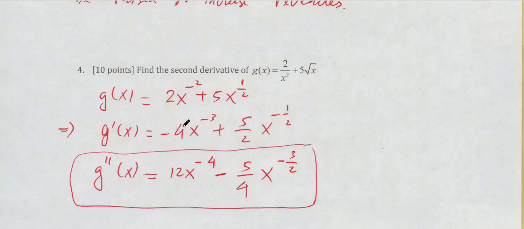Bring down -2 to 2, that gives me -4. And -2, subtract 1 from the exponent, that becomes -3. And then bring down 1/2 to 5, which is 5 over 2. Subtract 1 from 1/2, which is -1/2. From here, we take another derivative using the same power rule. So bring down -3 to -4, that becomes 12. Subtract 1 from -3 is -4. And then -1/2, bring it down here, multiply by 5/2, and minus times plus gives me minus. 5 times 1 is 5, 2 times 2 is 4 right here. Subtract 1 from -1/2, that becomes -3/2. And that is the second derivative of this function g.